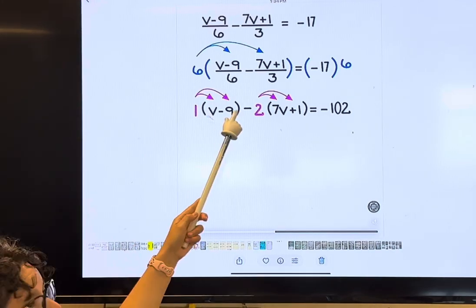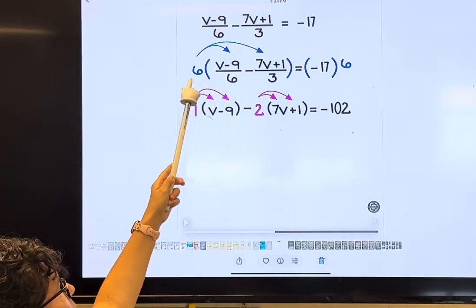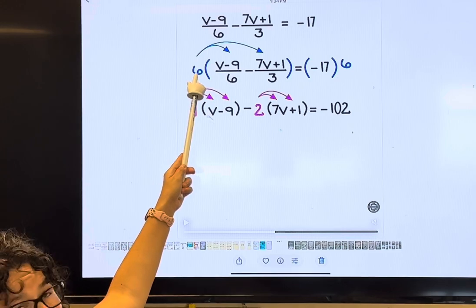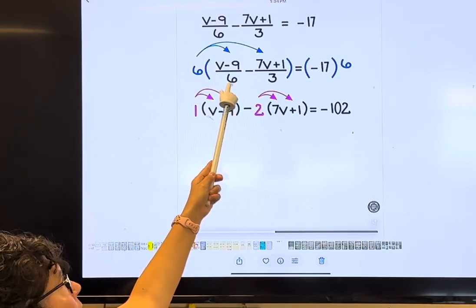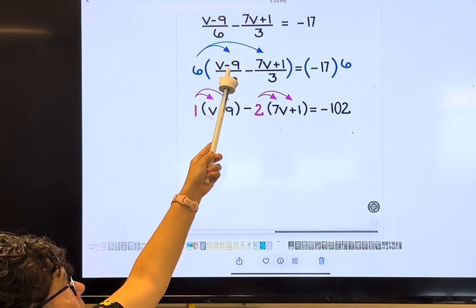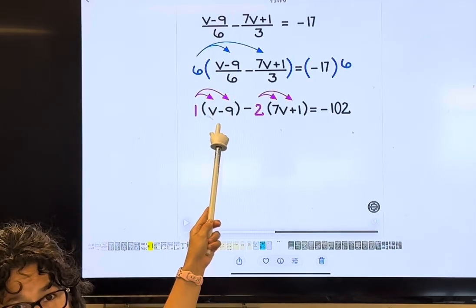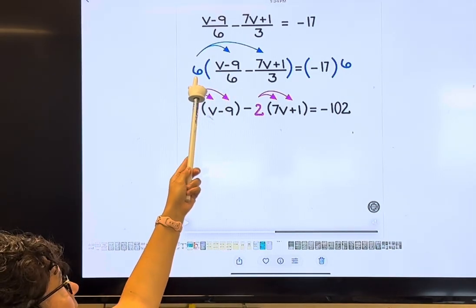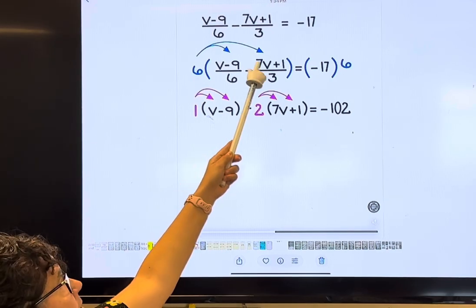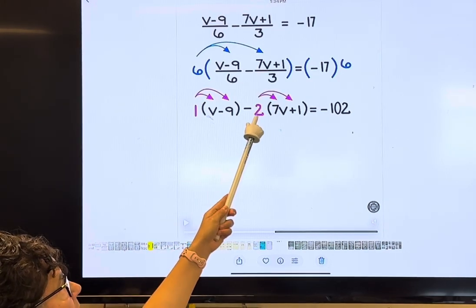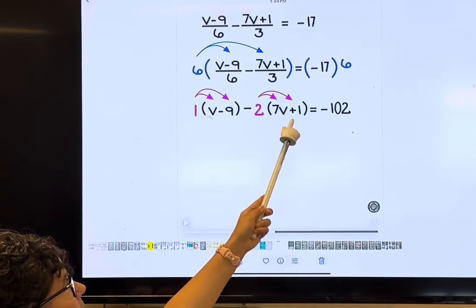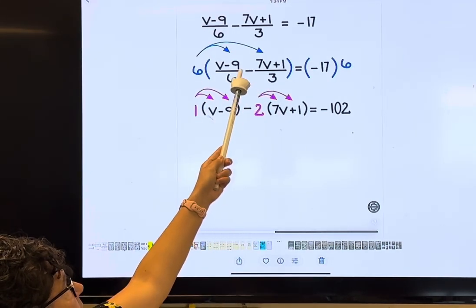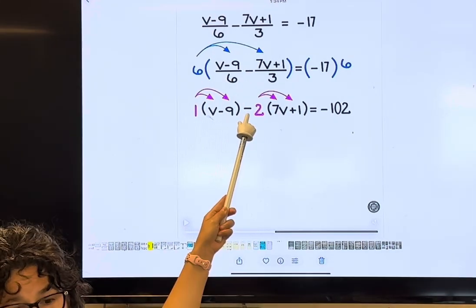So really quick, just one more time on that part. When you multiply through, take the number out front, divide it by the denominator, write it down, put the numerator in parentheses. But positive times negative, that's why that one was negative.